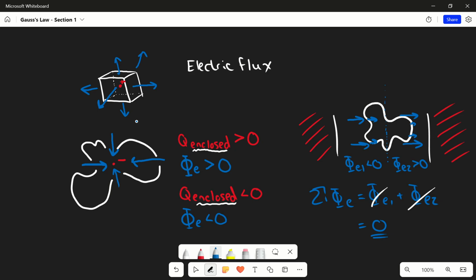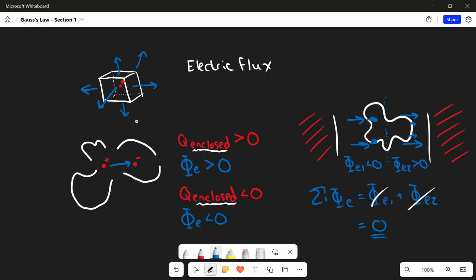Now, what if we have more than one charge inside of here? What if we have a system of charges? Let's say we've got some sort of dipole. So we've got a positive charge sitting right over here, and we've got a negative charge sitting right over here. What's going to happen? Well, we know that right in the middle, the electric field is going to flow from the positive charge towards the negative charge. The positive wants to go to the negative. It doesn't pass through the surface at all, so that's pretty nice.